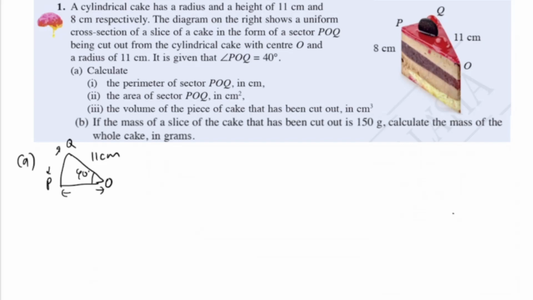Normally what I will do is I will take s equals r theta. I will take radius 11 and multiply with theta, 40 times pi over 180. Then I plus the length of two sides, 2 times 11, and my answer is 29.68. Perimeter means the length of all sides added together.